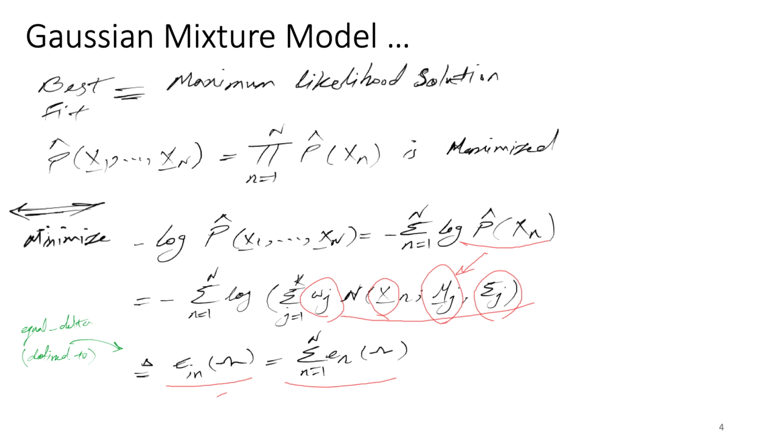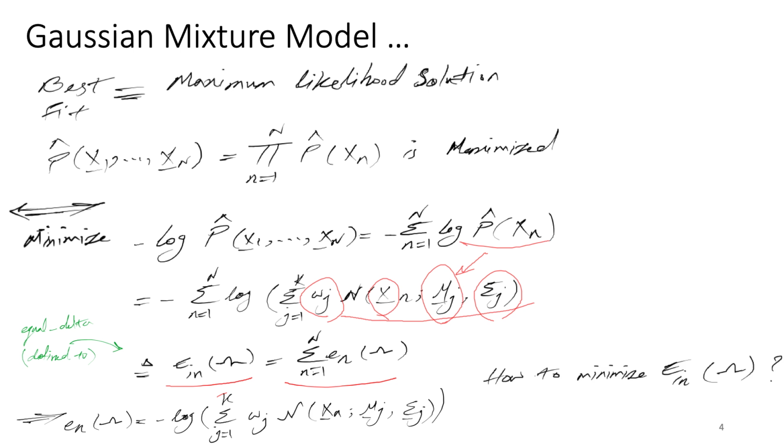So now we define the problem of finding the best fit using the maximum likelihood solution, and we want to minimize the error that comes from this estimation, right? And then finally we stop at a point at how we're going to minimize this En of omega.